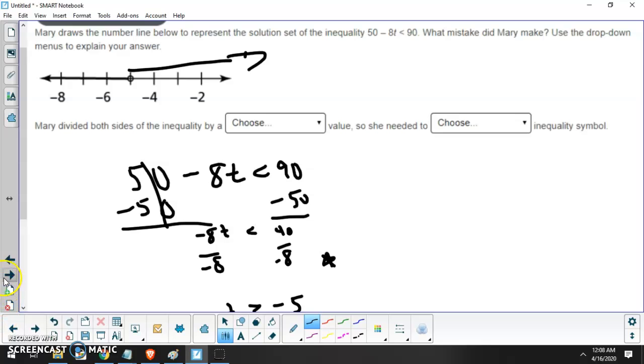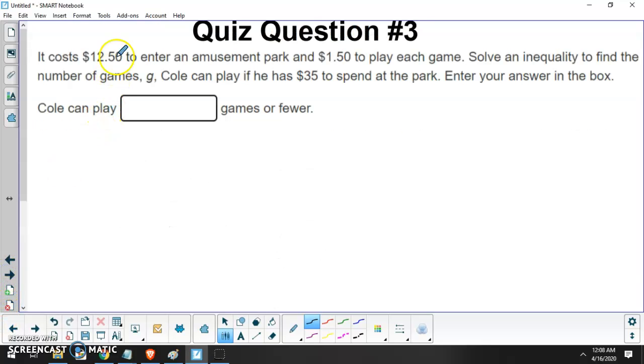Okay, let's look at the next one here. All right, so we have an amusement park. It costs $12.50 to enter, $1.50 for each game. Solve an inequality for G for Cole. Cole can play if he has $35 to spend at the park. Okay, so how many games can Cole play?